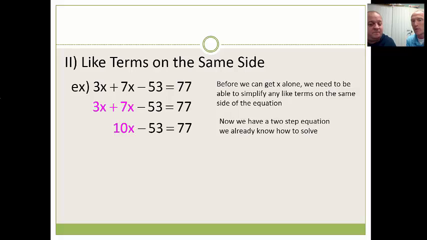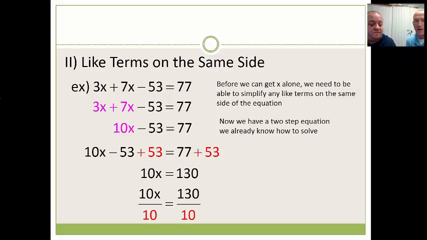Now at this point, we do have a two-step equation. So just like we did on the last slide, just like we've done before, we now want to get rid of the number on one side and keep the variable on the other side to isolate it. The opposite of subtraction is going to be addition. So we add 53 to both sides. We simplify that, and now we're left with 10x equals 130. 10 times x, we must undo multiplication, so we would divide. We divide both sides, and we get our answer of 13.